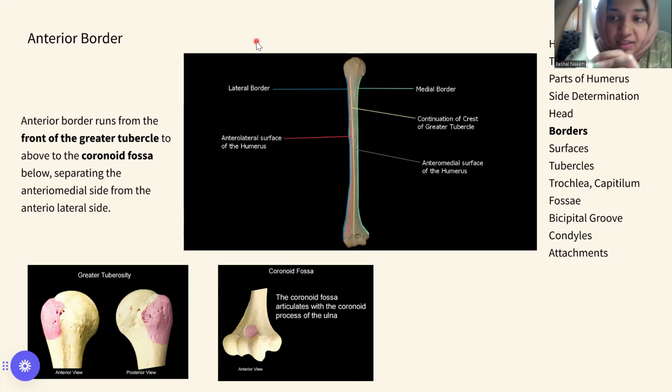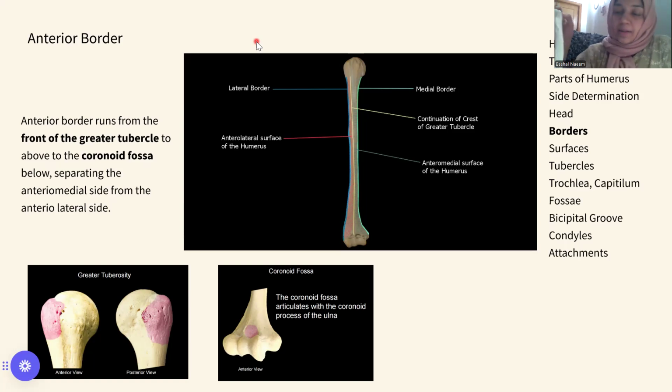Now, can you see that there's a fossa here? This is called the coronoid fossa. So we have the coronoid fossa at the anterior side in the lower part and the olecranon fossa at the posterior side. So you can feel that there's a border, a line running all the way from the greater tubercle up until the coronoid fossa. And this is our anterior border. This border helps separate the anterior medial surface from the anterior lateral surface.